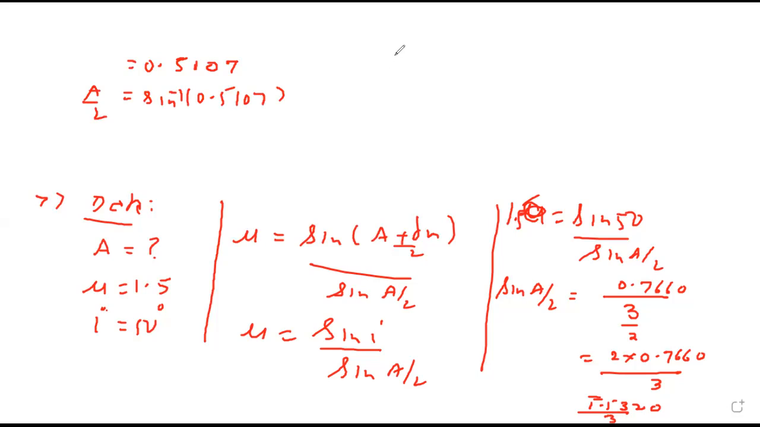It will be greater than 30, no? Will it be greater than 30? Yes, it's 30.7. A will become 2 into 30.7, which is 61.4. 61.4.